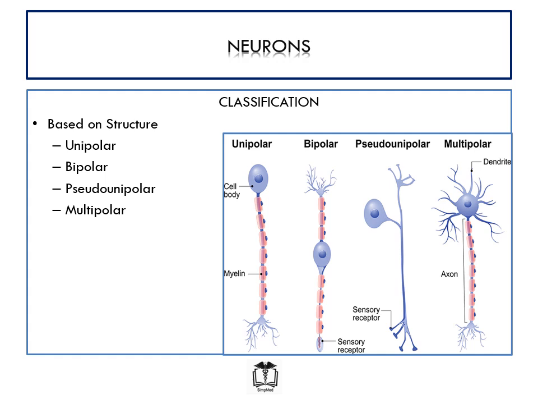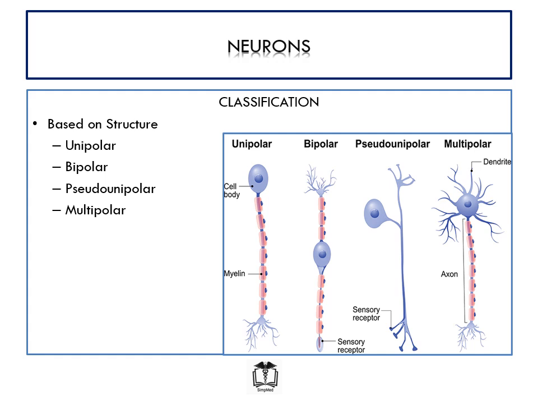The dendrites usually tend to be multiple, on one pole of the cell body, and then the axon is another process on the second pole of the cell body. So based on the number of processes coming out from a particular pole of the cell body of a neuron, we can classify a neuron as unipolar, bipolar, pseudo-unipolar, or multipolar.